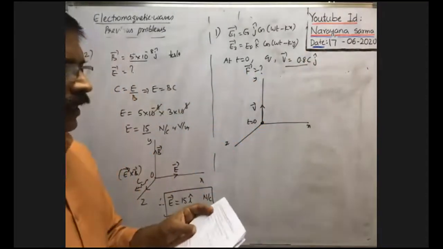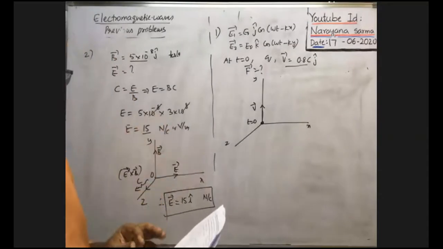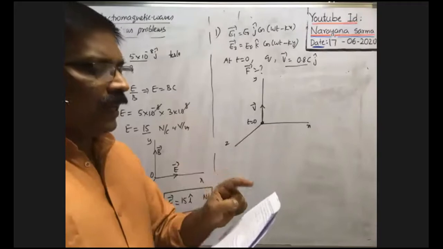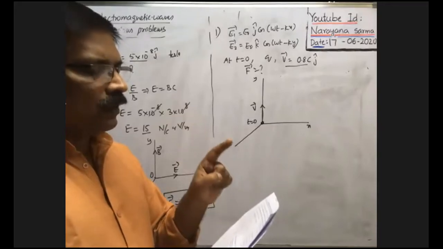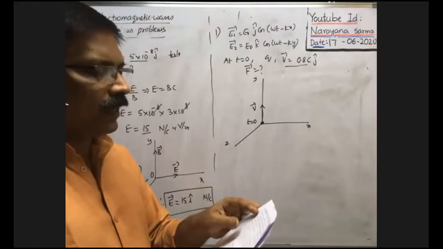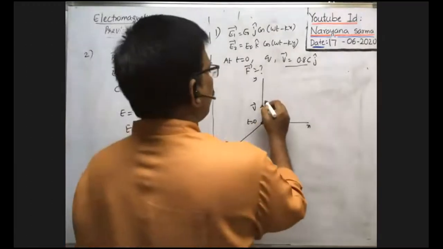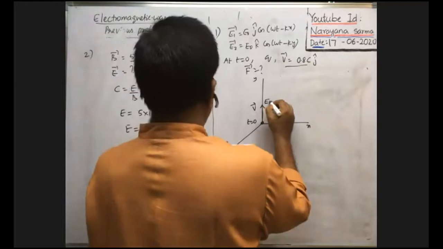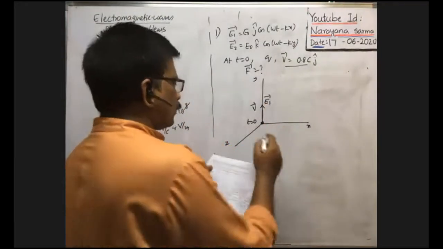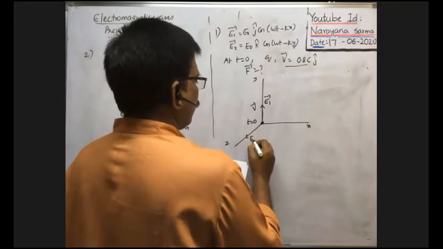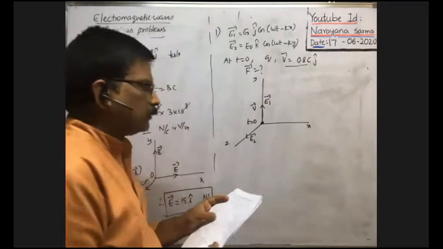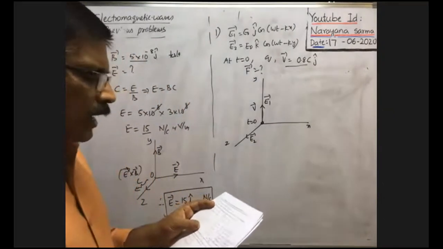Now here there are two electromagnetic waves given. In one electromagnetic wave, the electric field E1 bar is along the y-axis, and the electric field of the other electromagnetic wave is along positive z-axis. Then what is the force that acts on the charged particle? They asked.